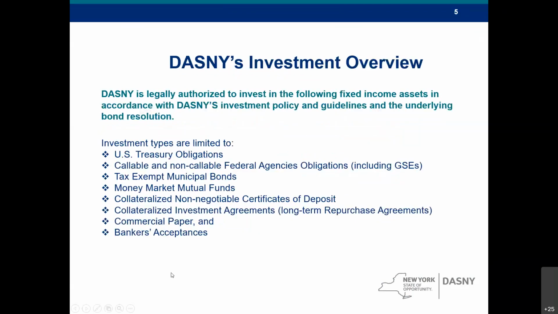DASNY's investment overview. DASNY's investment portfolio during the 2019-20 fiscal year fluctuated between $5 billion and $6.5 billion in assets. The portfolio is currently held with 4 bond trustees and 1 corporate banking partner. The portfolio includes DASNY's operating and reserve funds, client equity and bond proceeds, which DASNY invests on behalf of itself and our clients exclusively in these fixed income assets you see. They are limited by DASNY's investment policy and guidelines and the underlying bond resolution for each issue. Next slide.